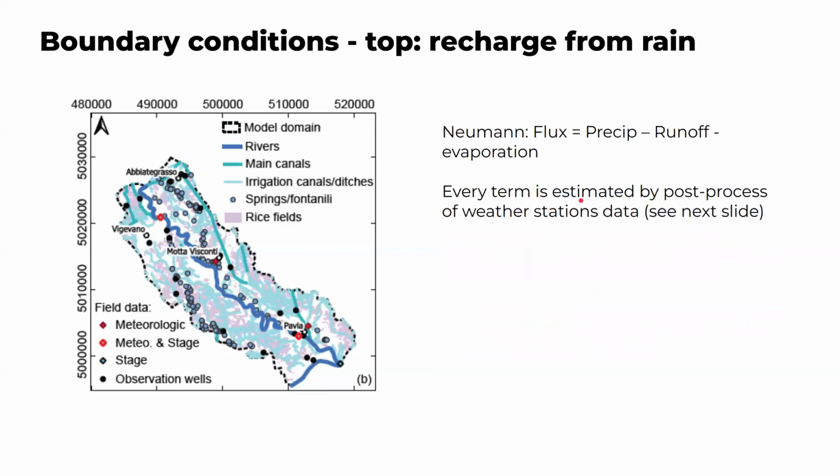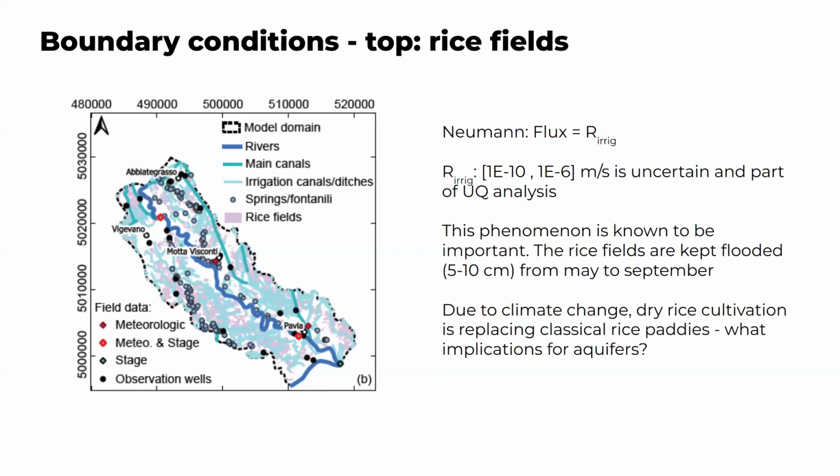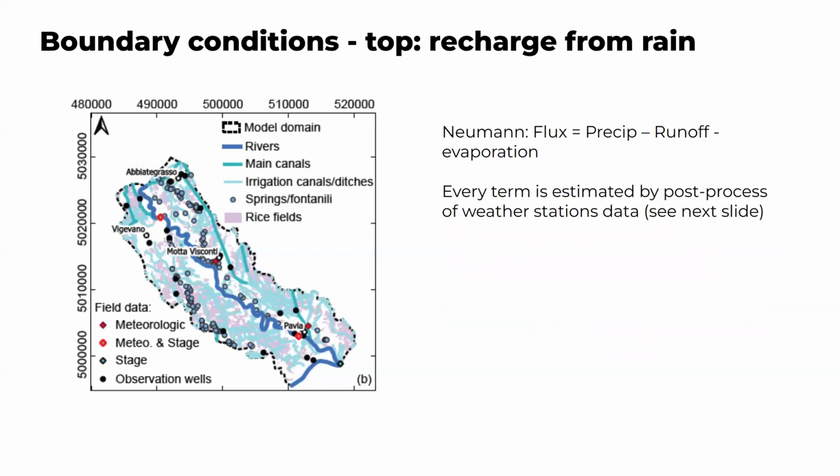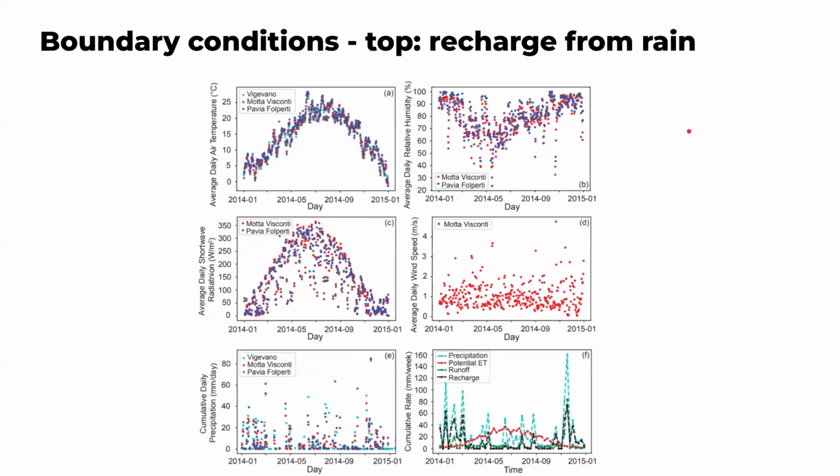And finally, we need to take into account also the recharge from rain. So there's another Neumann condition. So if you want, there's one Neumann equation, which is the sum of the two fluxes: flux from the rice fields and flux from the rain. And the contribution to the aquifer from the rain is the amount of water, the rain minus the runoff, the water that doesn't percolate in the groundwater but goes directly to the river when it rains, and then the evaporation. So each of these three terms were estimated from this data.